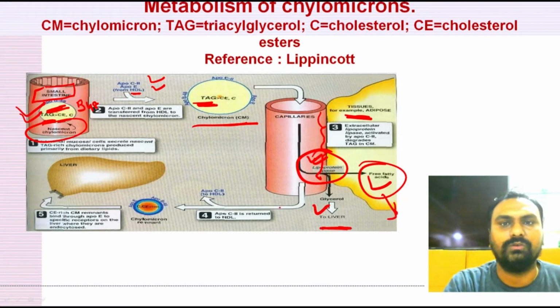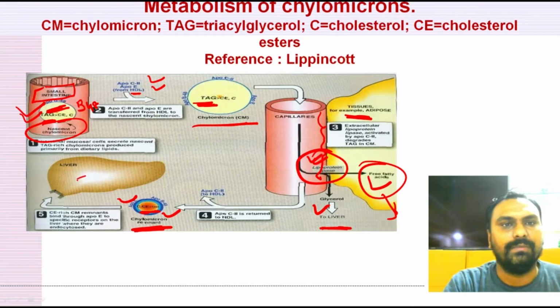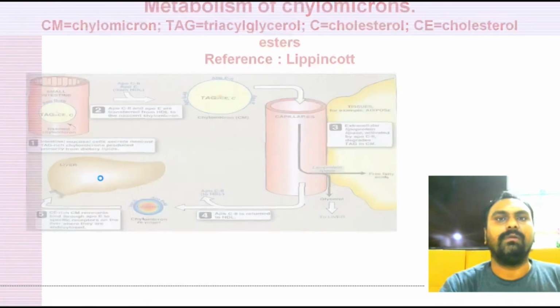Once the function of ApoC2 is over, ApoC2 goes back to the HDL, and ApoB48 and ApoE, along with the cholesterol ester and less amount of triglyceride, are called the chylomicron remnant, which is taken up by the ApoE receptor in the liver and internalized. So this is about the chylomicron metabolism.